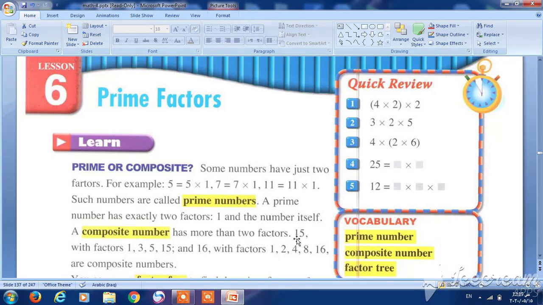For example, 15. We have 1 multiplied by 15 equals 15, and we have 3 multiplied by 5 also equals 15. So from there we have 4 factors. So 15 is a composite number. And 16 is also a composite number because you have 4 multiplied by 4. For example, we have 4. It's another factor for 16. And 2 multiplied by 8. These are other factors for 16. So we have more than two factors. It is a composite number.